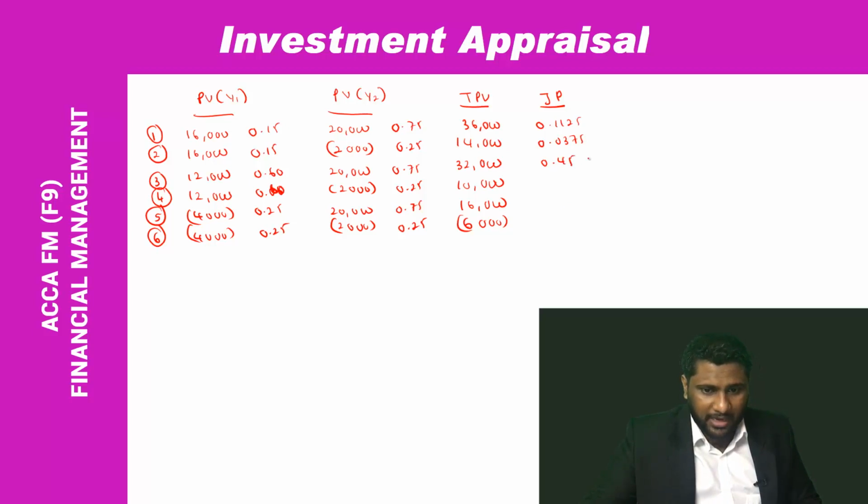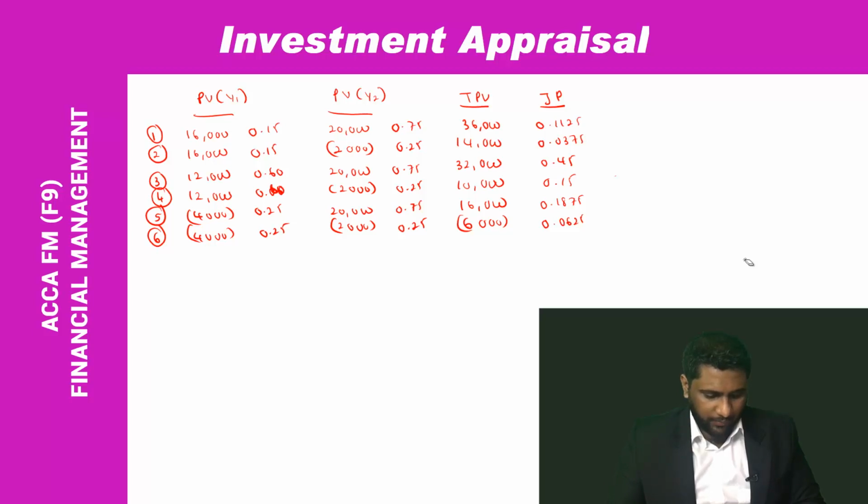So likewise, you have to calculate the joint probabilities for everything. 0.6 into 0.25. How much you are getting? Here 0.15. And next one, 0.25 into 0.75. You are getting a value of 0.1875. And finally, 0.25 into 0.25, you are getting a value of how much? 0.0625. So next what you have to do is multiply the total present values from the joint probabilities. So let's do the multiplication there.